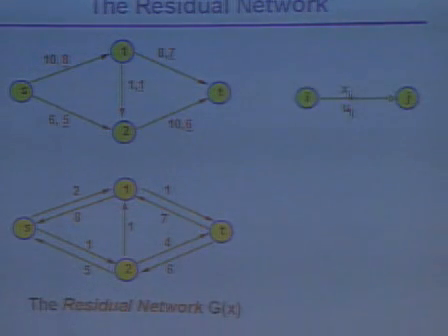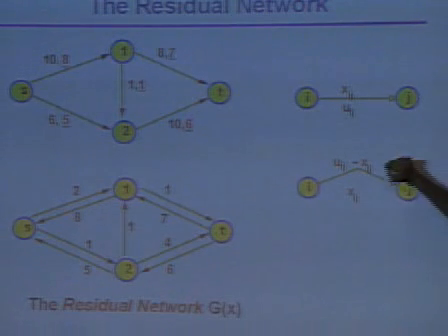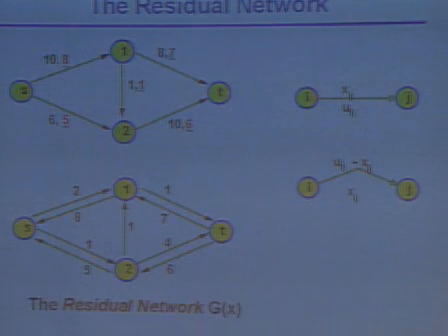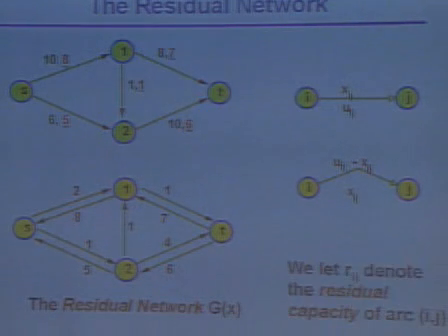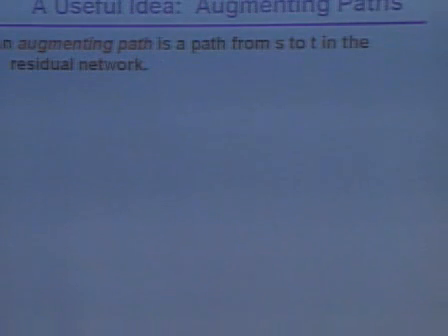So that's the residual network, and here's the illustration. If you have an arc with capacity Uij and flow Xij, then in the residual network, where the nodes are in yellow, you have a forward capacity of Uij minus Xij and a backward capacity of Xij itself.